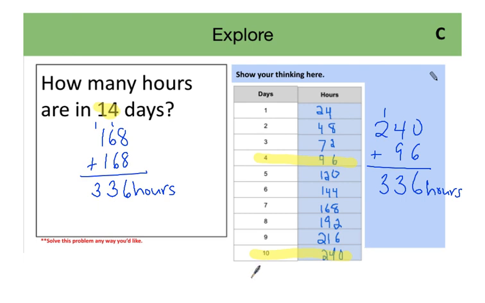Of course, you could have also used the rule. We know that 1 day is equal to 24 hours. So we could have gone ahead and done 14 times the 24 hours. And that would have also given us 336 hours.